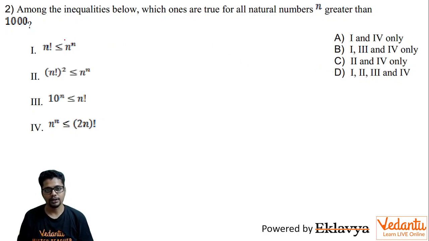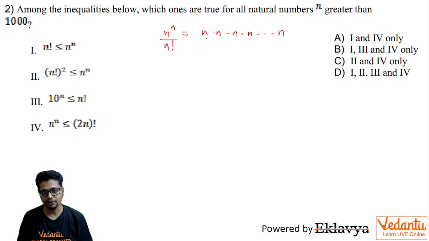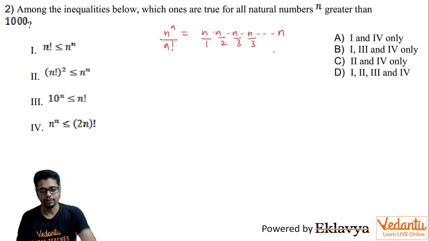Coming to the first one, n factorial less than or equal to n to the power n. If you see, n to the power n is essentially n multiplied by n multiplied by n, and so forth, n times. And when you divide it by n factorial, it is like 1, 2, 3, 4, so and so forth up till n. So it is n by 1 multiplied by n by 2 multiplied by n by 3, and so forth, multiplied by n by n.